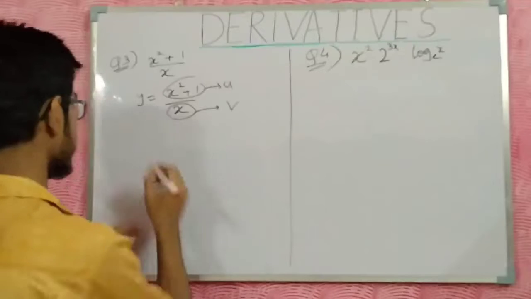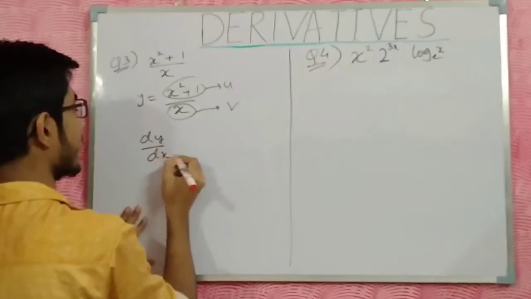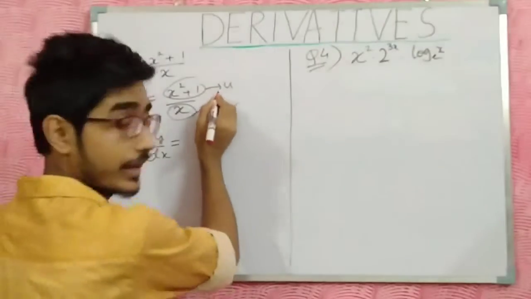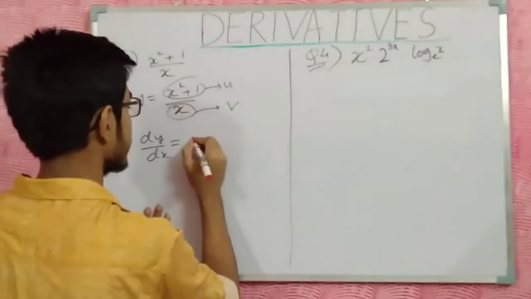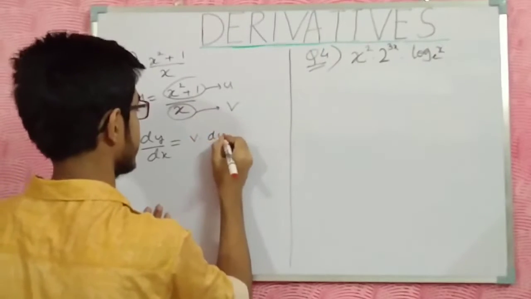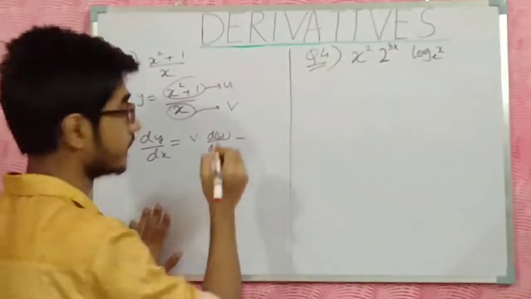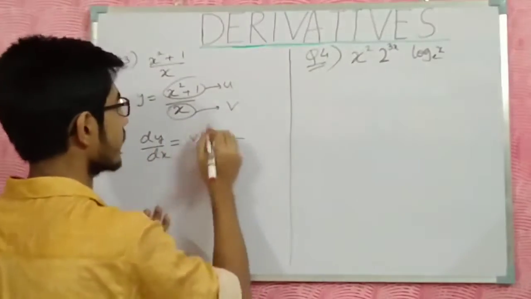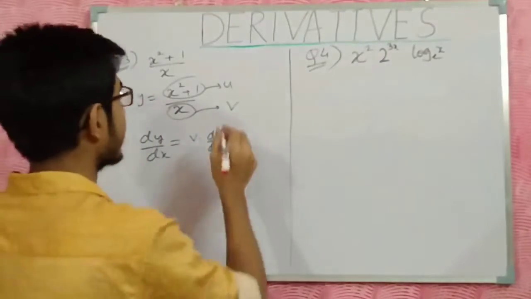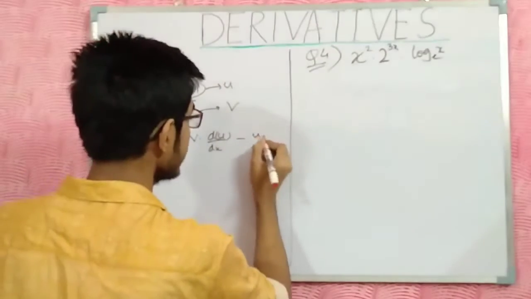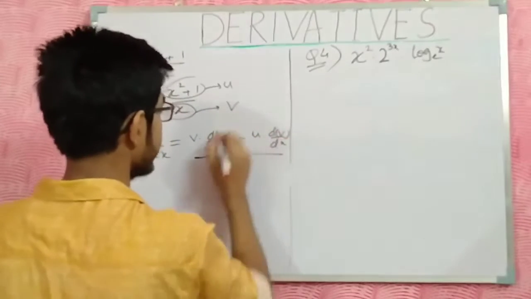So I just recapitulate the formula which I have told. The differentiation dy by dx is equal to, first the differentiation of the numerator, so v will be outside, then du by dx, and then minus, the sign will be negative in the middle. Then I have to differentiate v, that is the denominator, and u will be outside, so it will be u into dv by dx divided by v square.